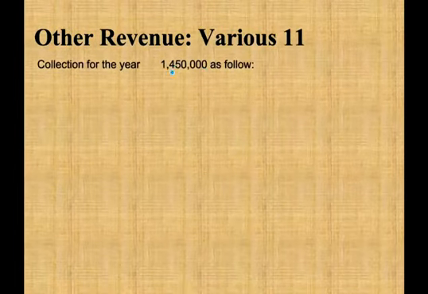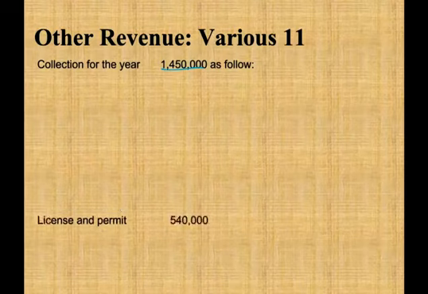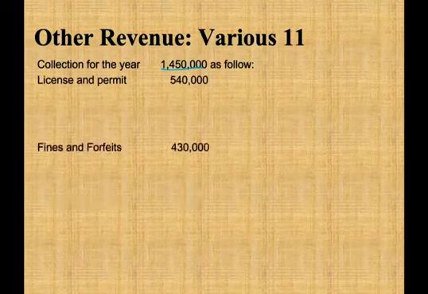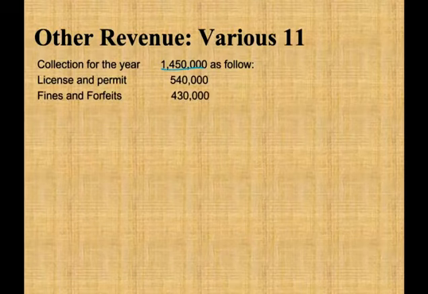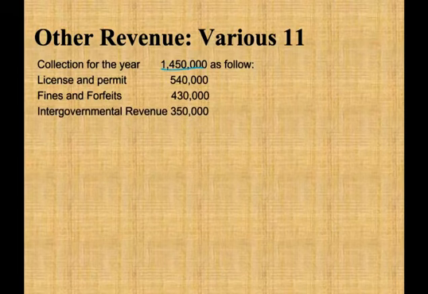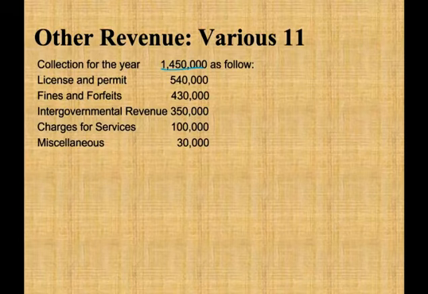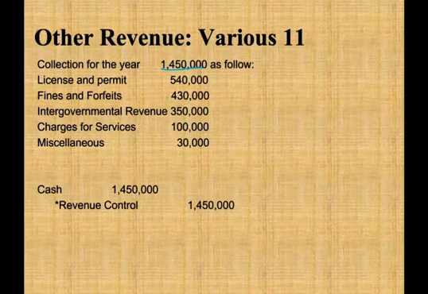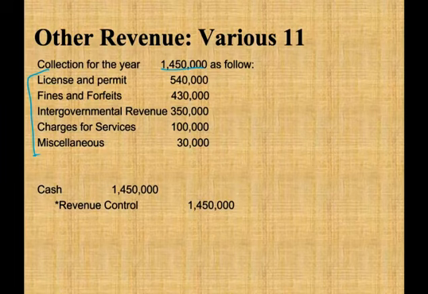Also, the government could have various sources of revenues. Let's assume they collected $1,450,000 from various sources, such as license permits, $540,000, fees, fines, and forfeits, like parking fines, and so on and so forth. Intergovernmental revenues, $350,000, charges for services, $100,000, and some miscellaneous revenue, $30,000. So those are different types of revenues. They're going to debit cash, $1,450,000, and credit revenue control, which is for these various revenues, $1,450,000. And these revenues, we cannot accrue them. We only count these as revenues when we receive the cash. Therefore, this is how much we received.